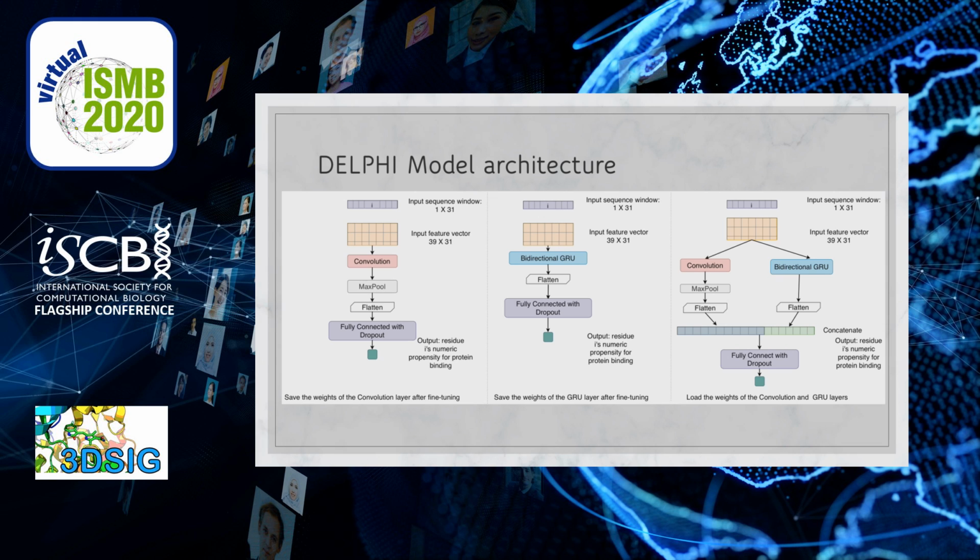And then we move on to the right picture, which is the final ensemble model. We load and freeze the weights of the convolutional layer and the bidirectional GRU layer that we have tuned previously, and then we train only the fully connected layer. And that's the process of how we obtained the DELPHI model.